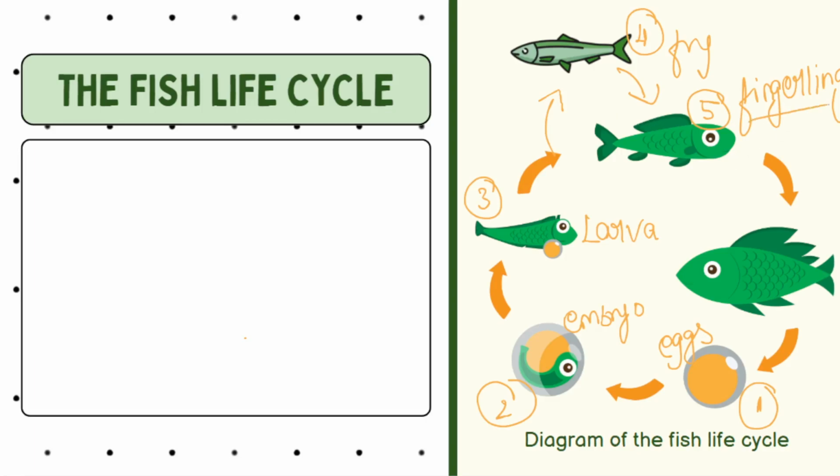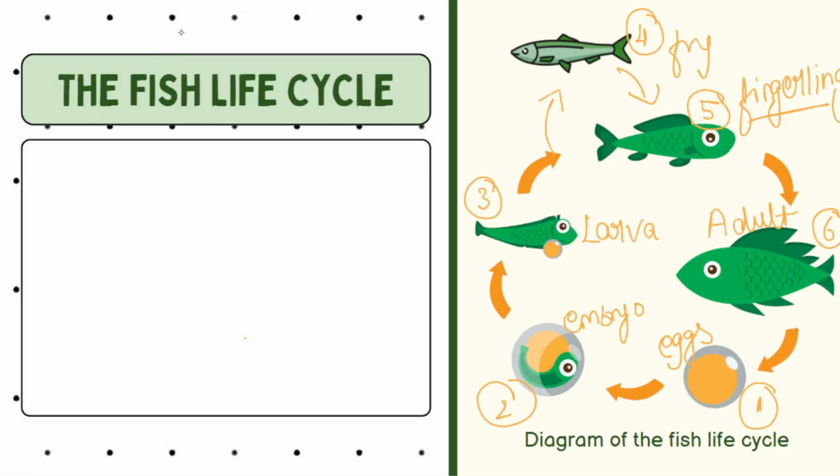Why is it called a fingerling? Because the fish is the size of our finger. That's what we call a fingerling. Then the last stage, the sixth stage, is an adult. We call it an adult fish. An adult fish, we know, is a big fish. So this fish has laid the eggs. This is how the life cycle of a fish takes place.